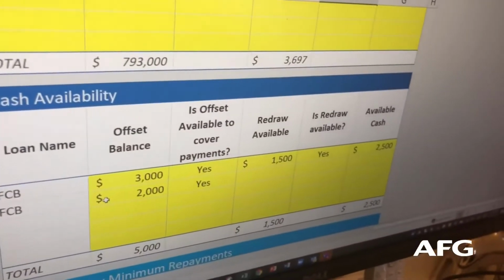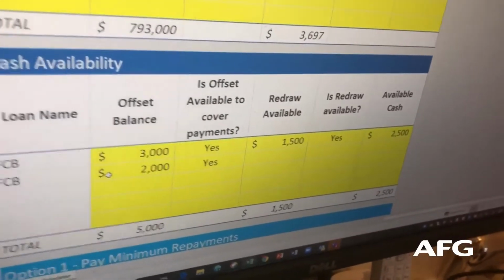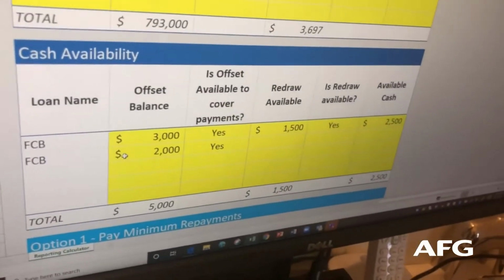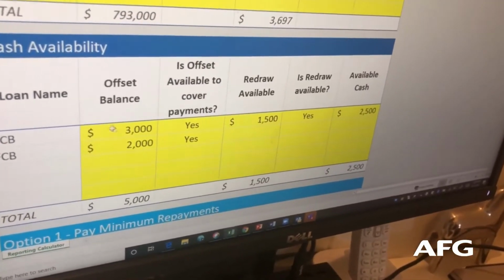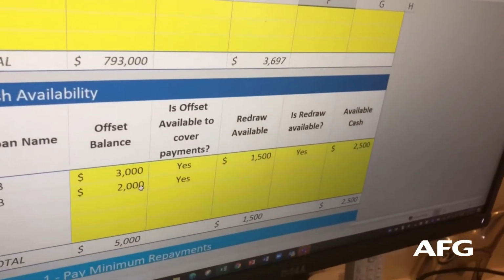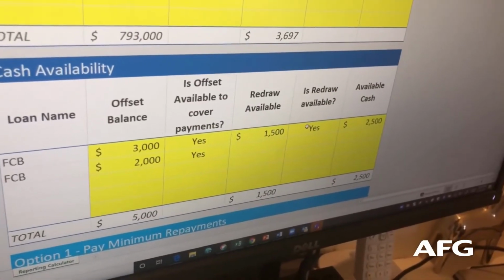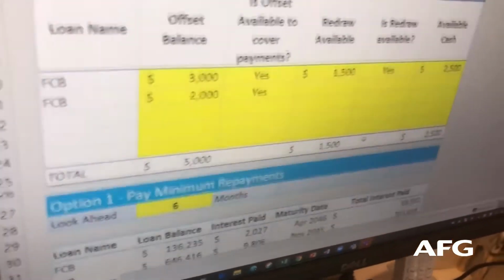There's a section in there on cash availability, which is just around having the conversation with the customer. It doesn't affect the calculations, but it's just a conversation piece for you to get a snapshot and give the customer a summary of how much cash they've actually got available to themselves at the time you're running these options.